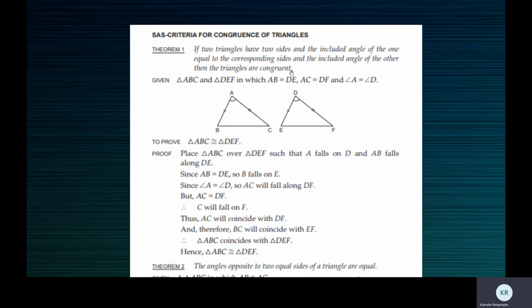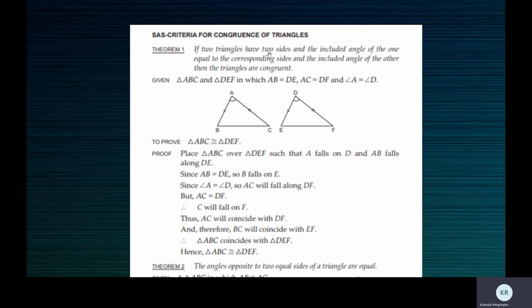So it's known that the included angles are equal. That is, angle A is equal to angle D. So if such information is true in two triangles, then the two triangles are congruent by the SAS congruence criterion. So given this information, we need to prove that triangle ABC is congruent to triangle DEF.